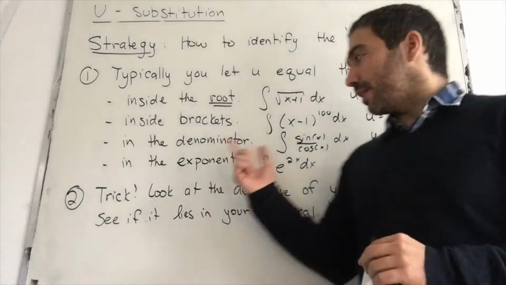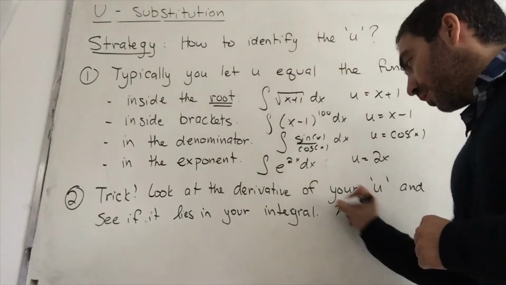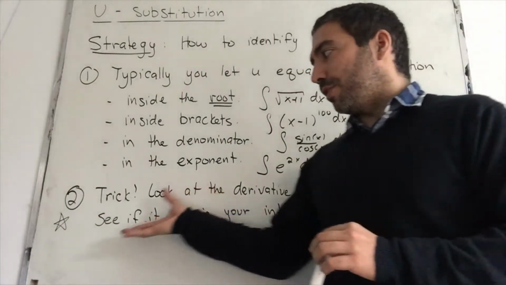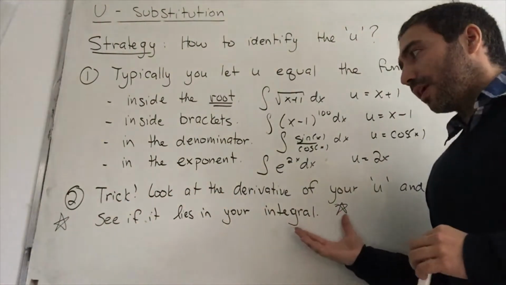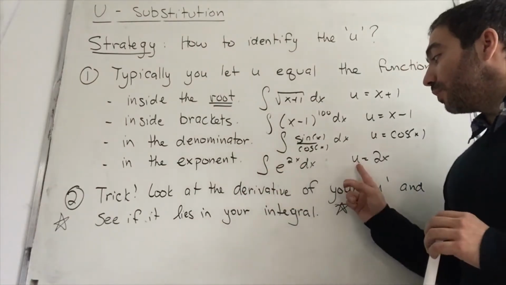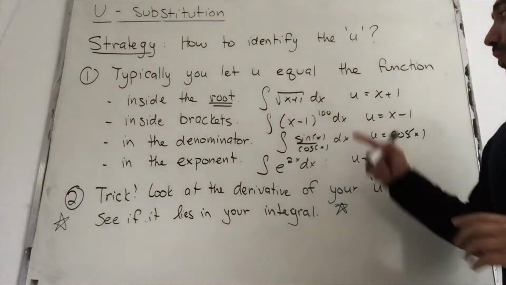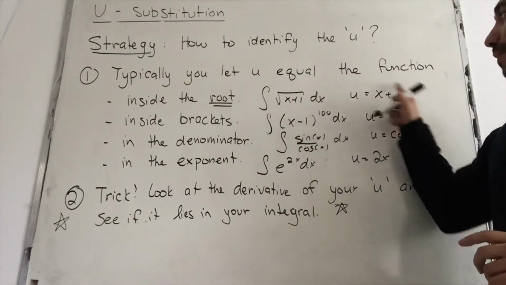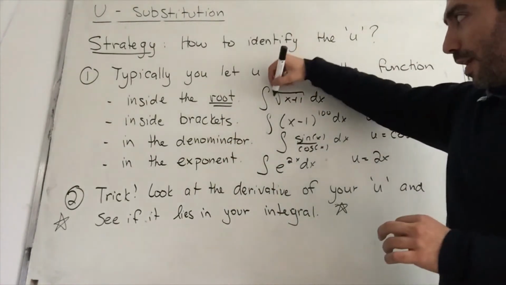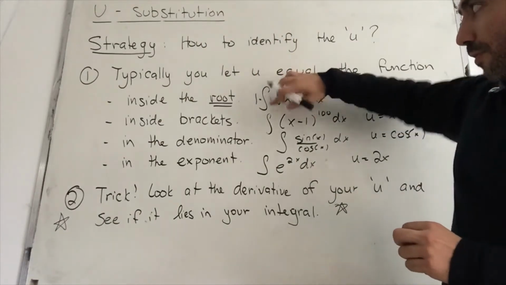and I look to see if the derivative is sitting in front. This is a super important trick, and you're going to see as we practice it more often, you're going to get a better feel for using step 2. So when you're letting u equal some function, take its derivative and see if its derivative is there. So if we look at the first one, I take the derivative of x plus 1, the derivative is 1. Is there a 1 here? Well, technically, yeah.